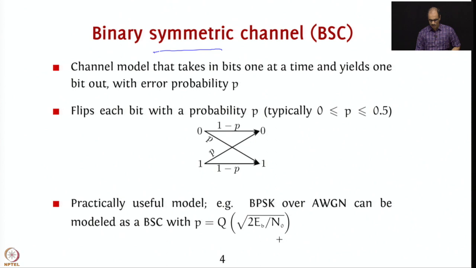Now, in this case also, you can see that as N naught goes to infinity, you are going to get Q of 0, which is half, which makes complete sense because when you have an infinite amount of noise, there is no way you can detect your symbol as plus 1 or minus 1. There are of course multiple simplifications for other modulations also, but this is a very intuitive way of understanding it. A BPSK over AWGN system essentially reduces to a binary symmetric channel under this kind of assumption.